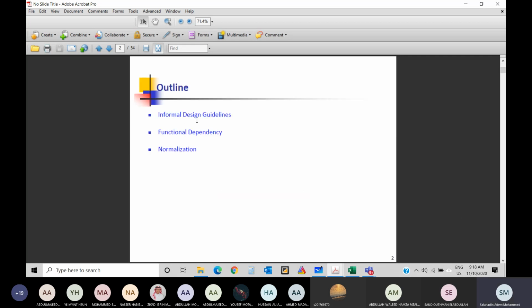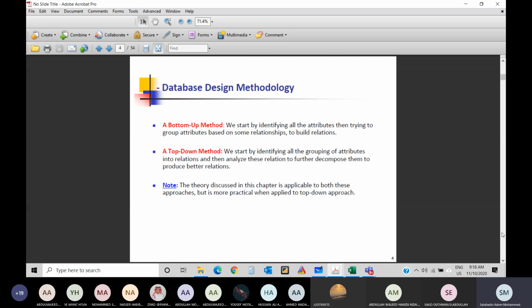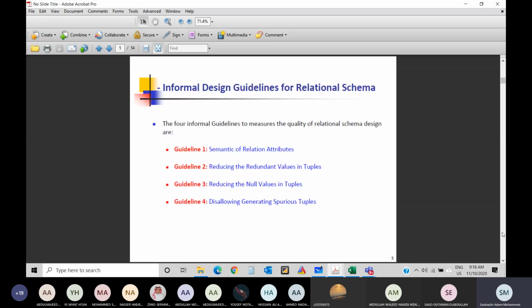So, informal design guidelines. What he is telling you is that we are doing everything at the logical level, so forget about the physical level. Of course they will be affected. If the logical level is affected, the physical level will be affected. Now I will come to this one later on. I'm not going to explain this one now.